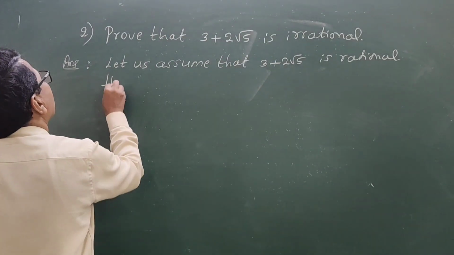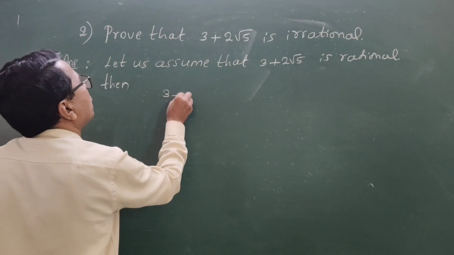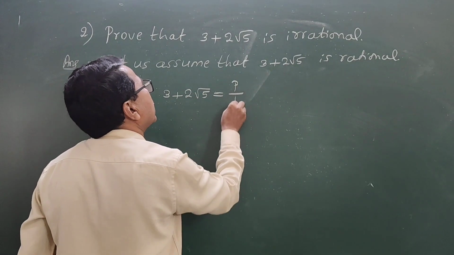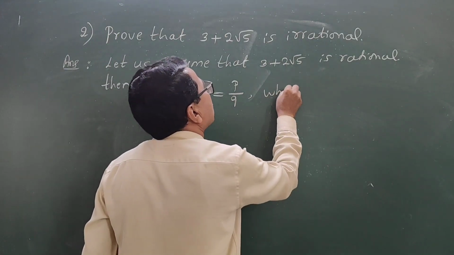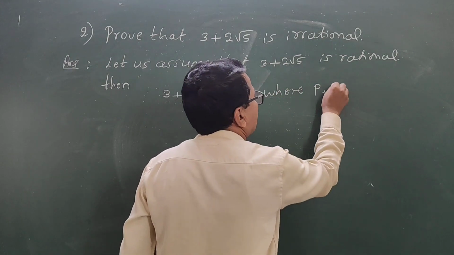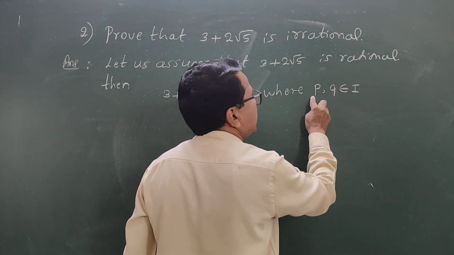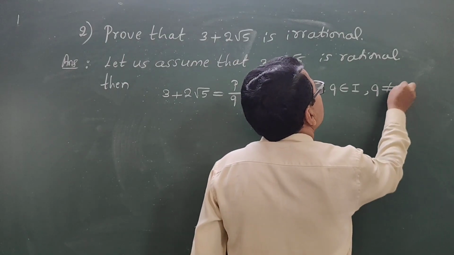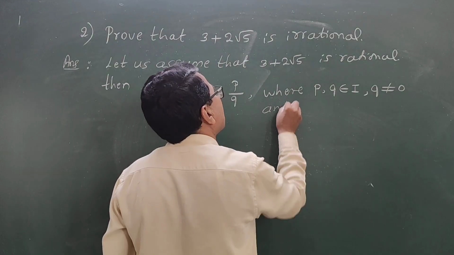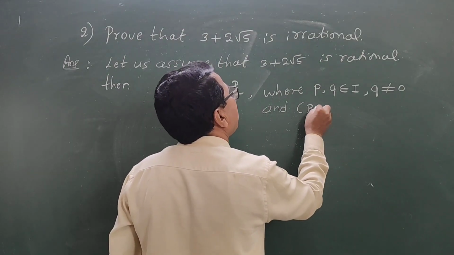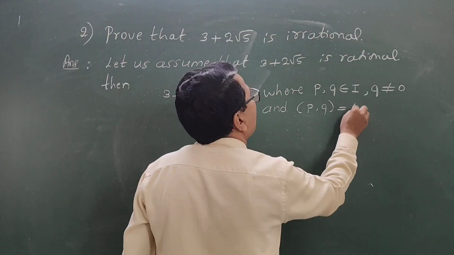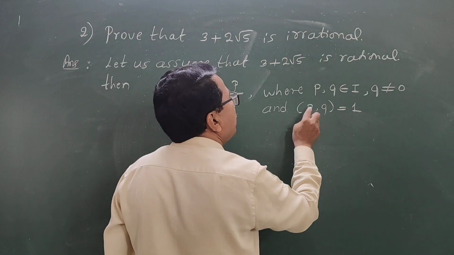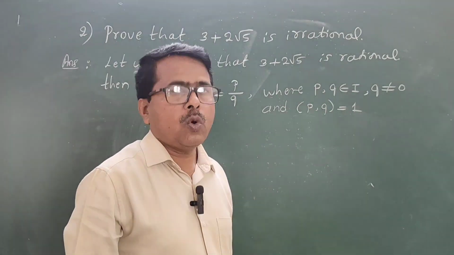So then 3 plus 2 square root of 5 can be written in the form of p by q, where p, q belong to I, that is p and q are integers, and the denominator q is not equal to 0, and HCF of p and q is 1. Highest common factor of p and q is 1, meaning p and q are co-primes.